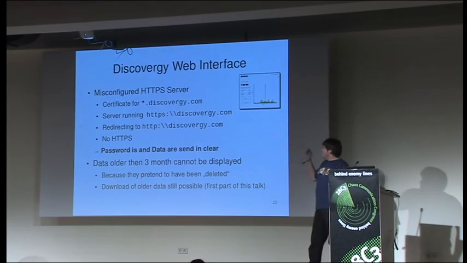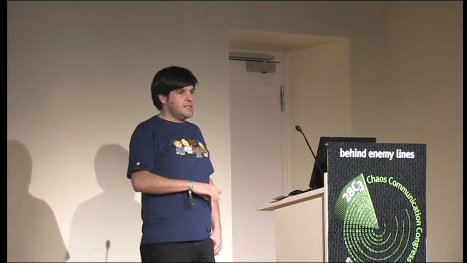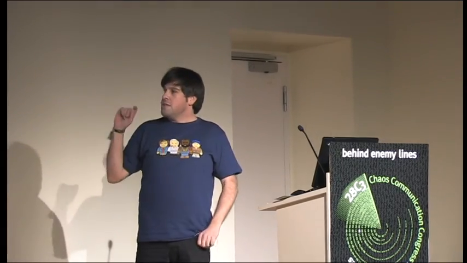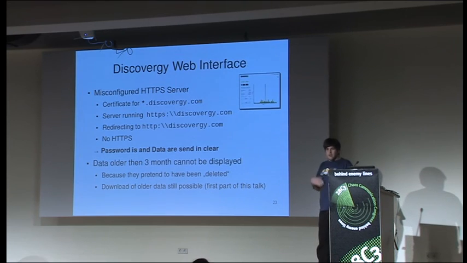Data older than 3 months cannot be displayed. When you have this longer than 6 months, then the older 6 months can't be displayed. But in the previous talk, he showed that using his own interface, he was able to get even this data. So the display limit is not because the data is deleted or missing. The data is still there on the server, and only the web interface doesn't display the data.